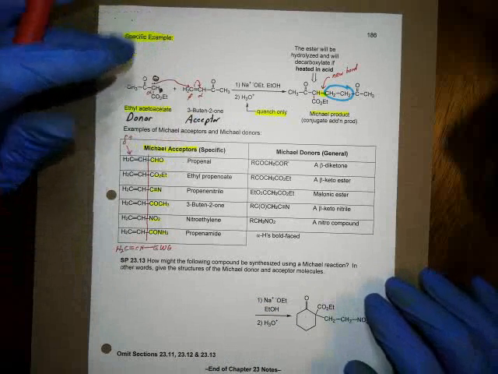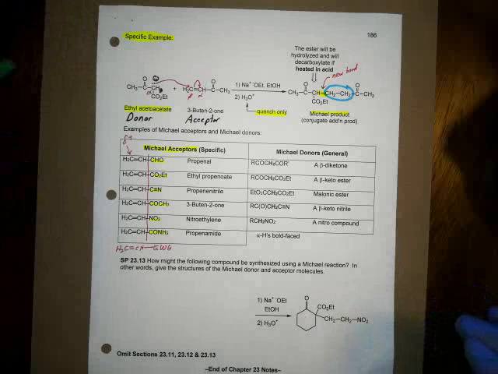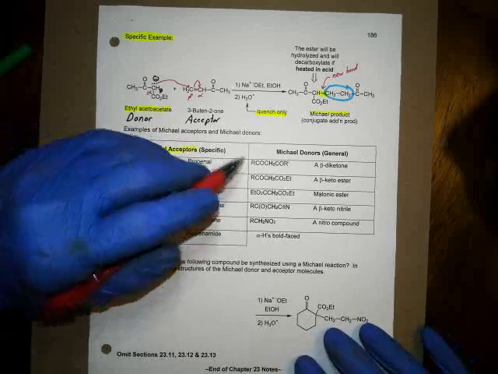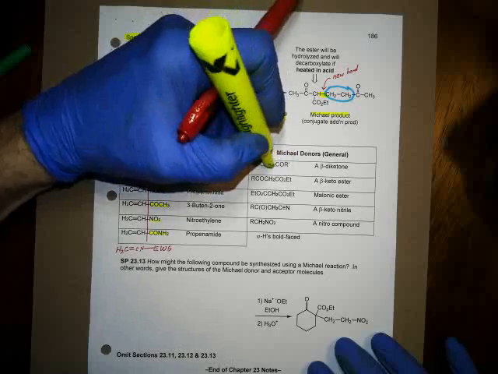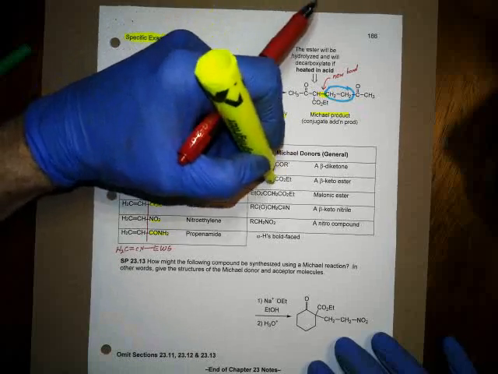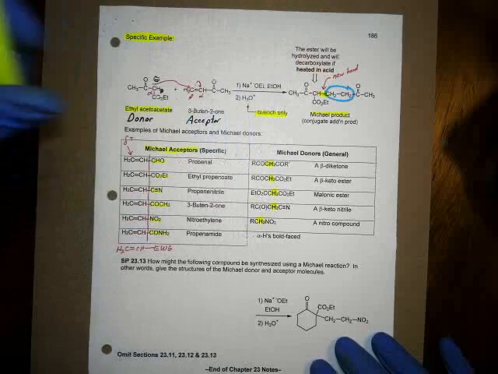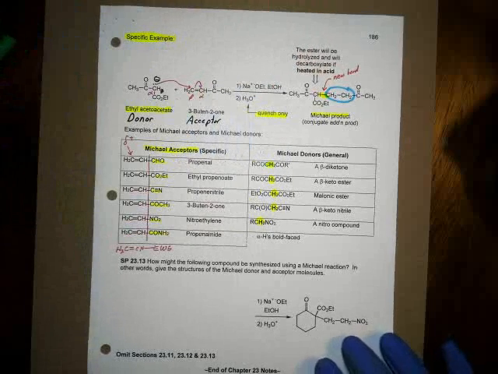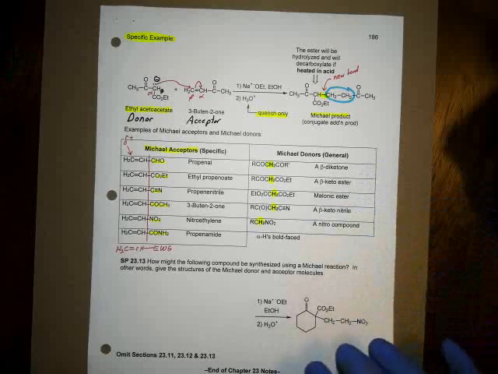What about the Michael donors? What do they have in common? Many of them are dicarbonyl species, but not all of them. But they all have acidic protons. These are the ones I highlighted in bolder font, with at least one electron withdrawing group on it. So these are kind of more general.